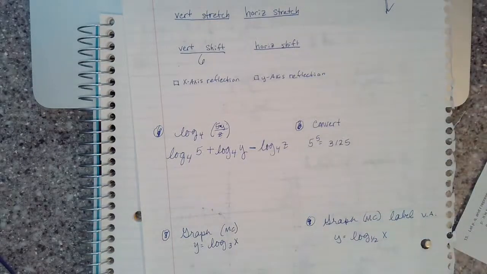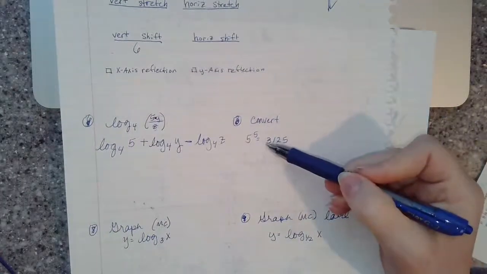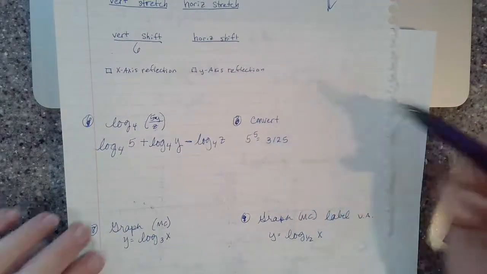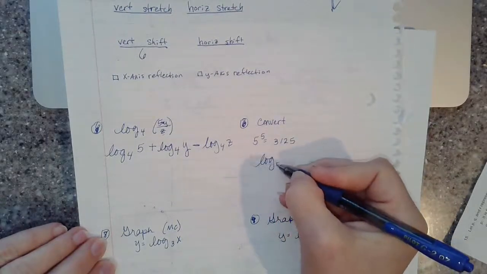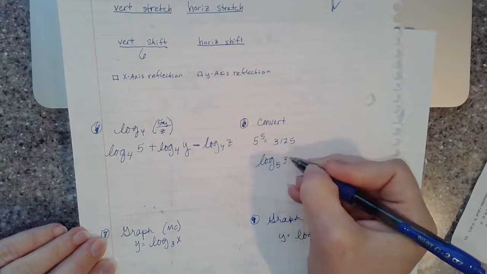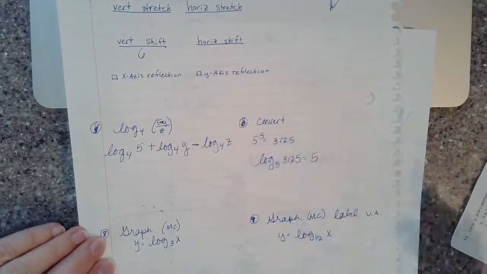All right, number 7 maybe. This one is about converting, so back to that again. So to convert out of exponent form, that means log base 5 of the argument 3125, what we're trying to get, equals the exponent 5. All right, then back to graphing.